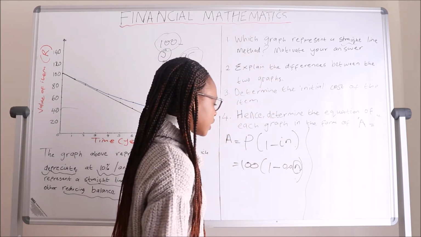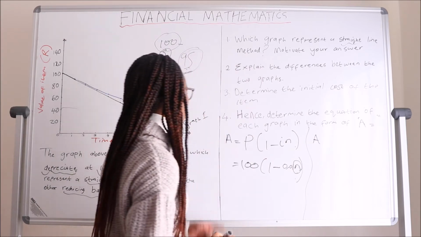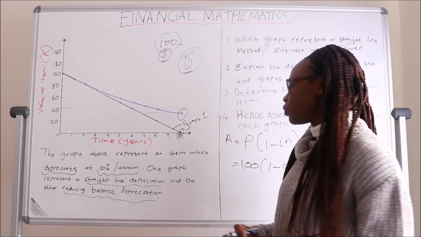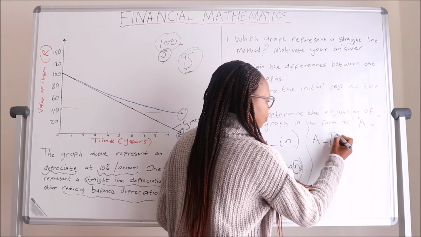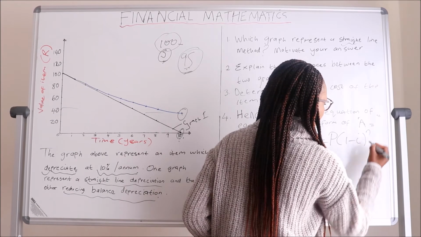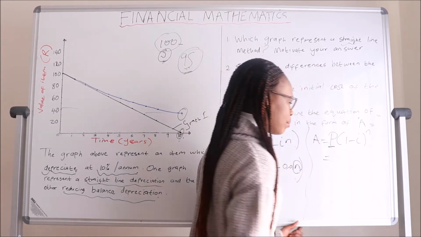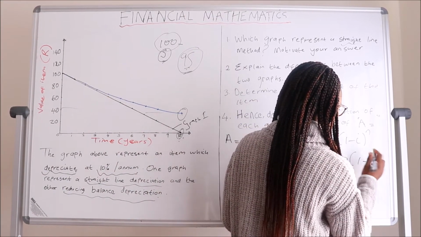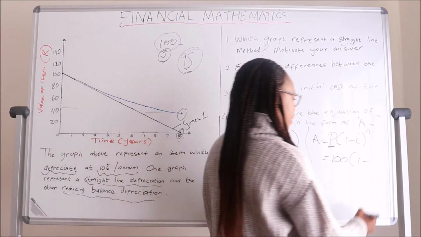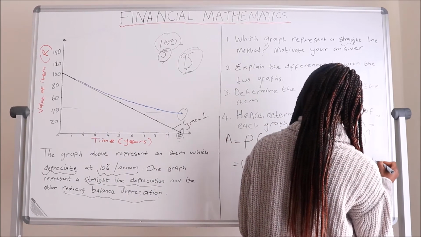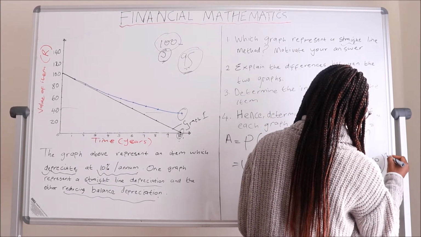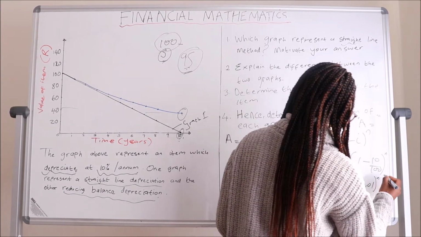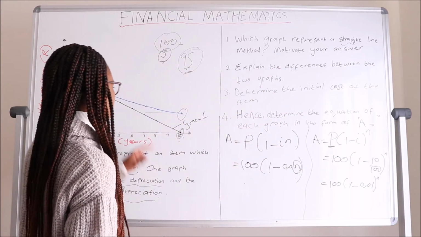Then going to the next graph, which is graph 2, which is for the compound decay. Our standard equation is A equals P into 1 minus i to the exponent of n. Here we know that our principal, or our initial amount, was 100 rand, into 1 minus our interest rate i, which is 10%, of which 10 divided by 100 will give us 0.01. Then here we'll have 100 into 1 minus 0.01 to the exponent of n.